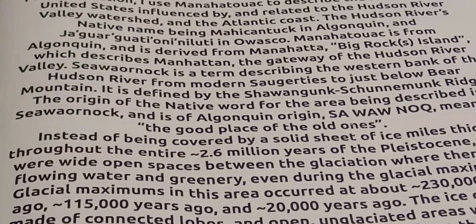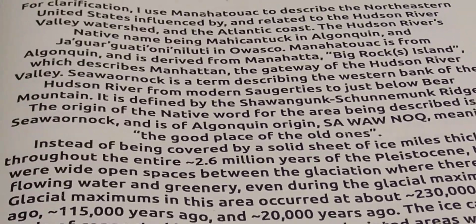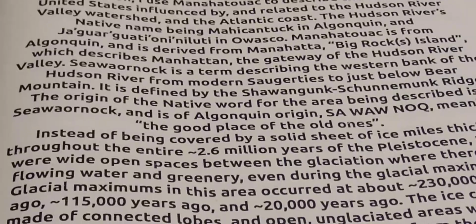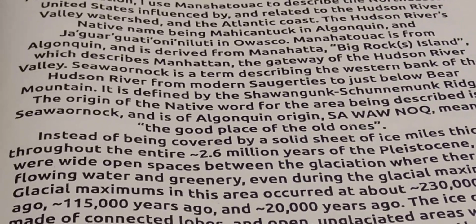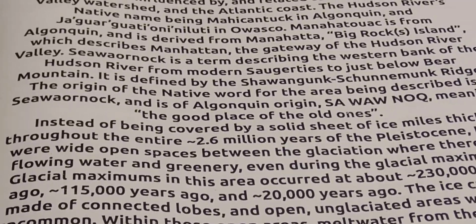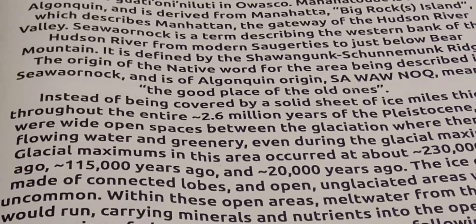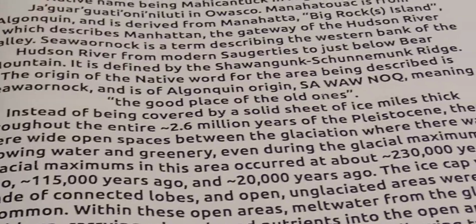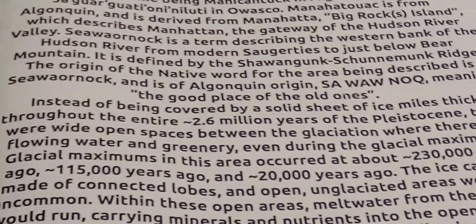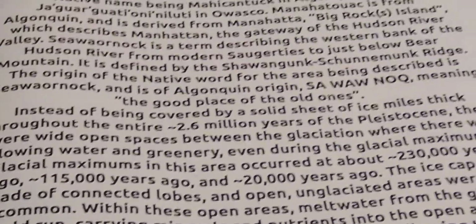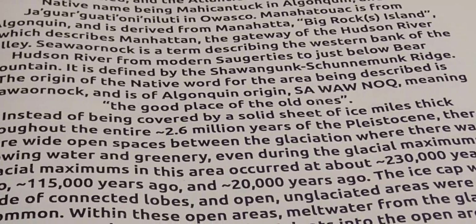the Hudson River Valley. Swarnock is a term describing the western bank of the Hudson River from modern Saugerties to just below Bear Mountain. It is defined by Shwangunshkunamunk Ridge. The origin of the native word of the area being described as Swarnock is of Algonquin origin: Saw, War, Knock, meaning the good place of the old ones.